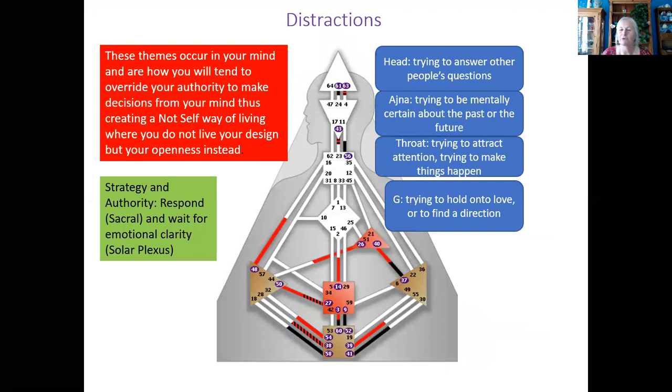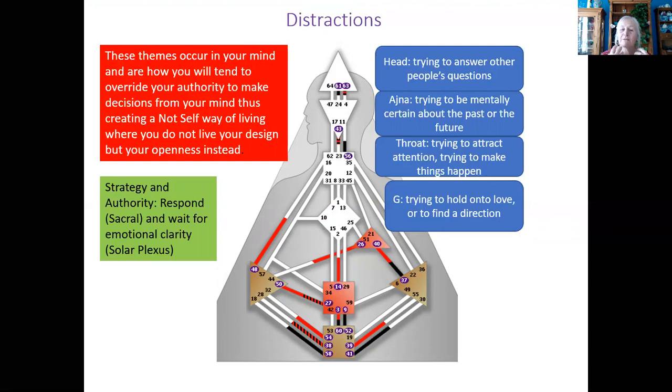So going back to our example chart here, you can see there's lots of definition down the bottom end of this chart. So the defined root, sacral, solar plexus, will, and spleen, and then everything open at the top. So the head would be trying to answer other people's questions, and the Ajna would be trying to get some kind of certainty about the past or the future, some kind of certain idea or concept to hang on to. The throat is busy trying to attract attention or trying to make things happen. And the G center is trying to hold on to love or to find some sense of direction.